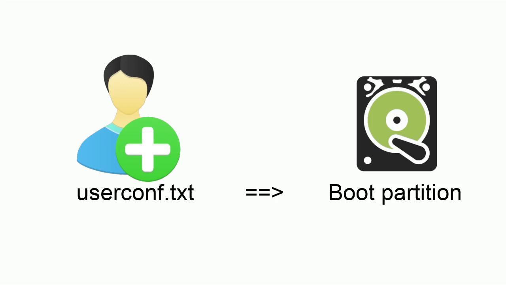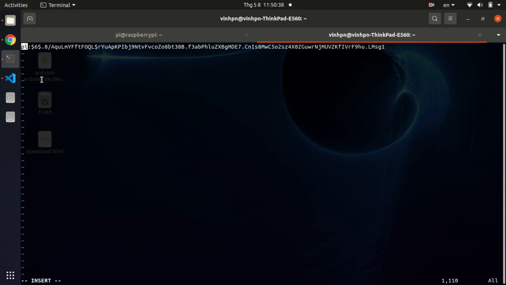But now you have to add userconf.txt into the boot partition. This is a way to add a new user as the first boot. So what's the content of this file? Yes, I will show you. This is the user, colon, and the encrypted password.